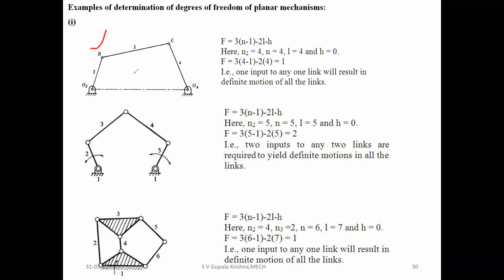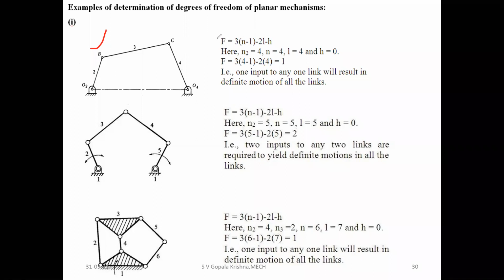Number of links are 4, number of joints are also 4. Now we have to find out the degrees of freedom. So what we said in the earlier equation is 3 into (L minus 1) minus 2J minus H.